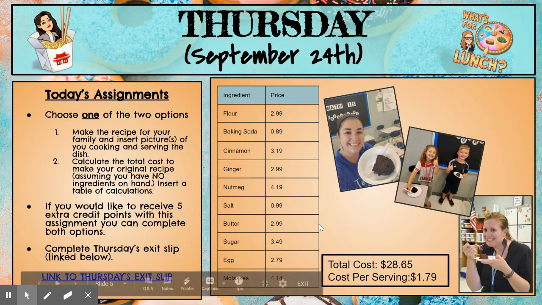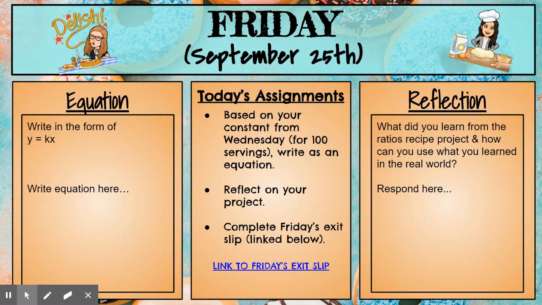Then on Thursday, that was the fun day. We got to have our cake and eat it too. Yeah, and our kids loved it as well. We also looked to see how much each of the ingredients cost, assuming that we didn't have the ingredients on hand. However, we had quite a few of these ingredients on hand. So what we're going to do today is write the equation and reflect.